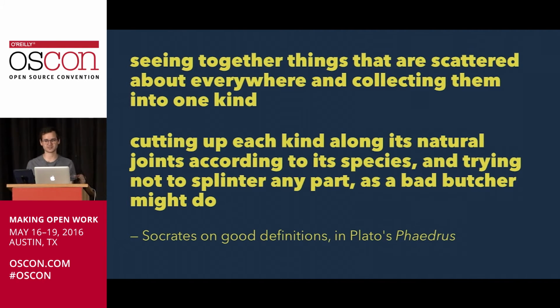And so what Socrates is saying here is that picking one of those bad groupings is like what a bad butcher might do. It's like trying to carve a turkey, but instead of seeing legs and thighs, you just say, I'm going to cut it in half. I'm going to cut it into the bottom half and the top half. If you try to do that, you're going to have a lot of trouble, and you just end up with a big mess.